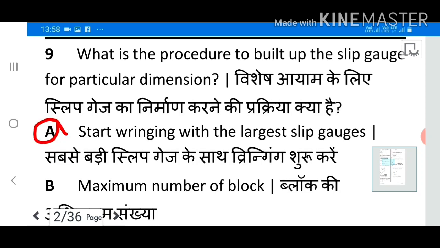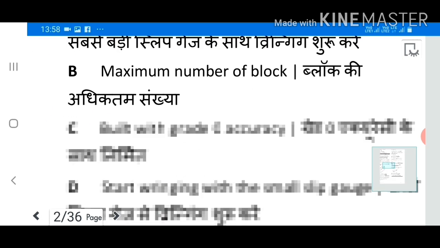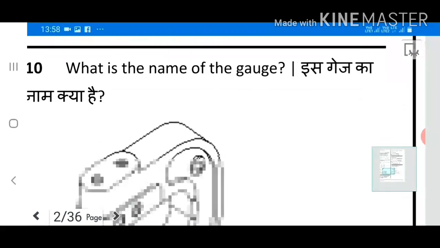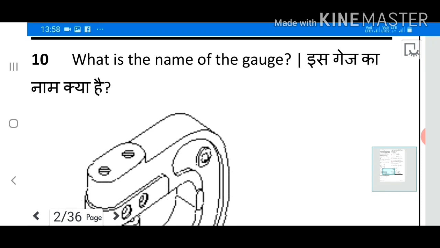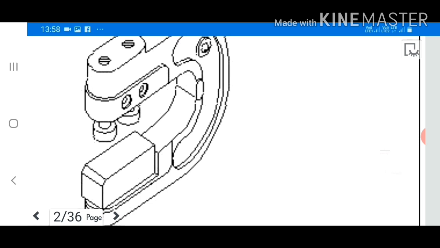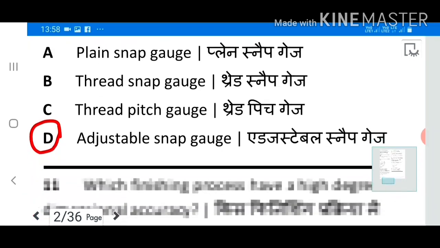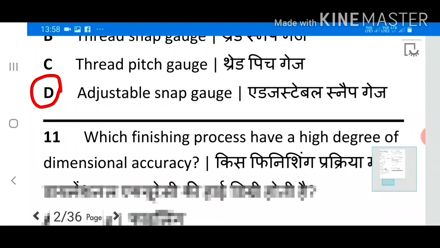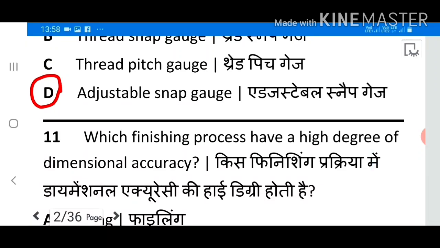9. What is the procedure to build up the slip gauge for particular dimension? Answer A. Start arranging with the largest slip gauges. 10. What is the name of the gauge? Answer D. Adjustable snap gauge.